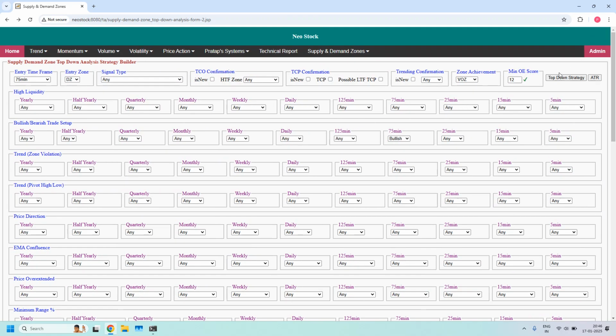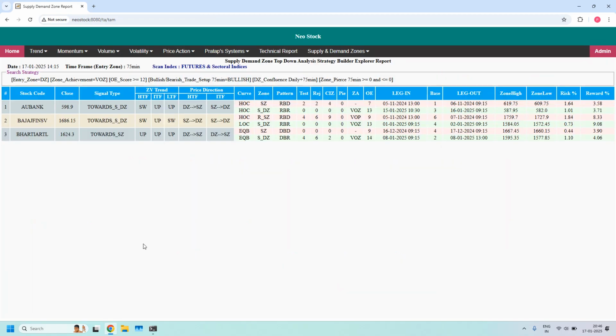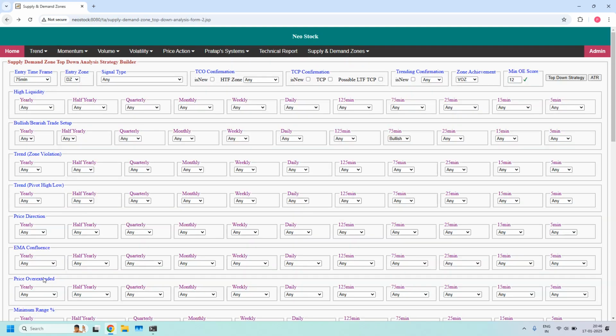With this filter, out of the 3 stocks, all the 3 stocks are filtered. That means in all the 3 stocks, these 75 minutes demand zones are part of the daily demand zone. And the daily trend, the ITF trend, is up in all the 3 stocks. That's why let us verify if the daily demand zone is having daily EMA confluence, because the 75 minutes demand zone is part of the daily demand zone.